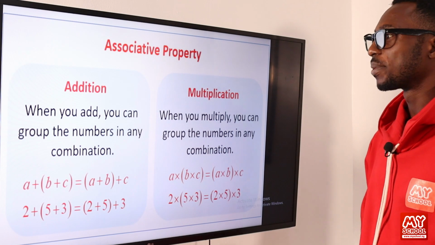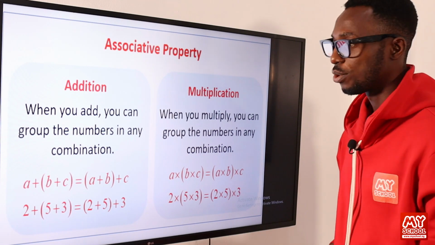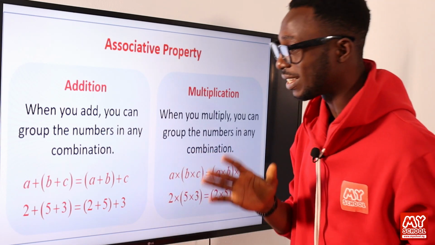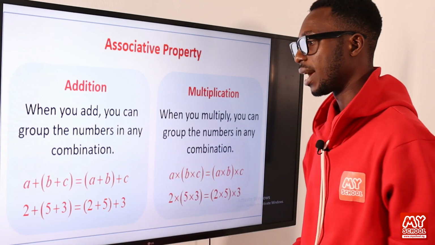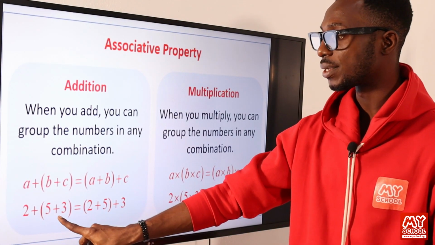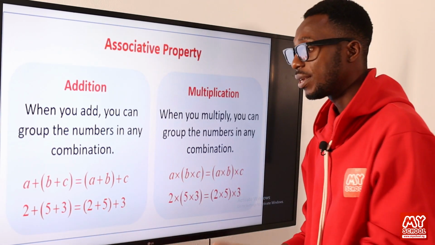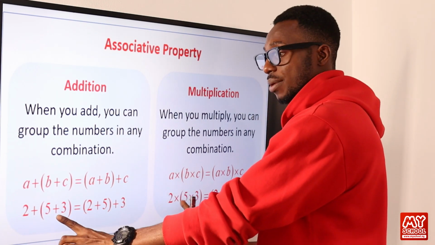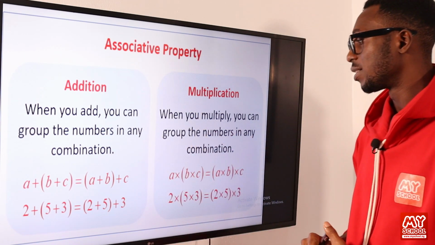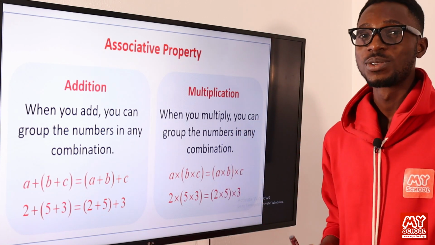So still on the associative property. Look at this. You can group the numbers in any combination. Even if I decide to take A plus C, then I send B outside, I should still get the same thing on the flip side. So we've taken B and C as 5 and 3, then A as 2. 5 plus 3, that is 8, plus 2, that is 10. 2 plus 5, that is 7, plus 3, that is 10. If I even decide to do 2 plus 3, then 5 is outside. 2 plus 3, that is 5, plus 5, that is 10. The same thing happens to multiplication. When you multiply, you can group the numbers in any combination, and you should still get equivalence. So let's move on to the next slide.